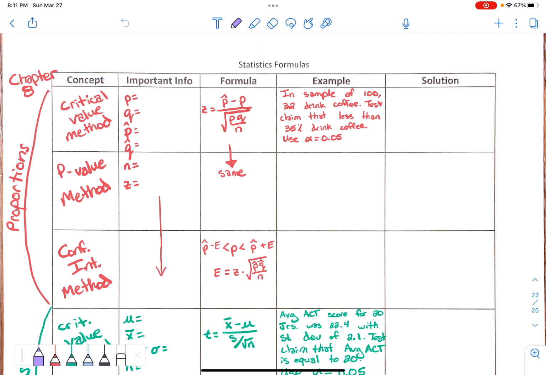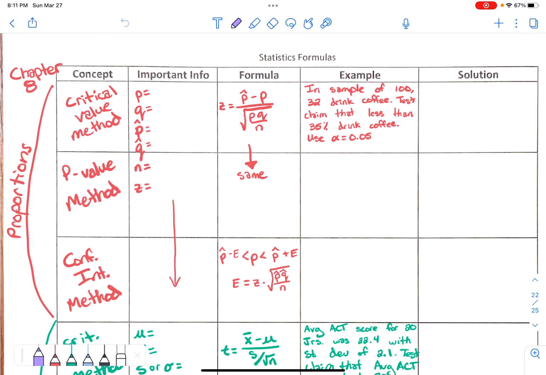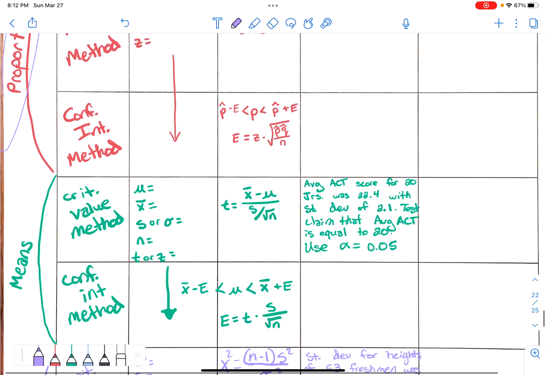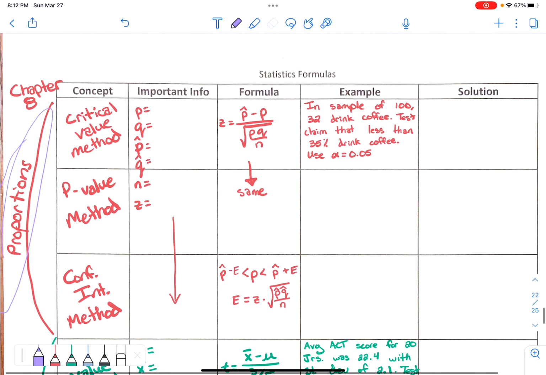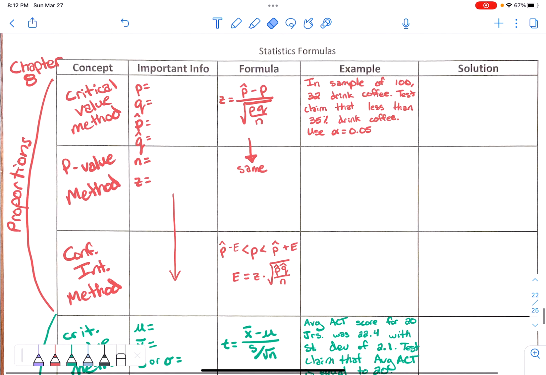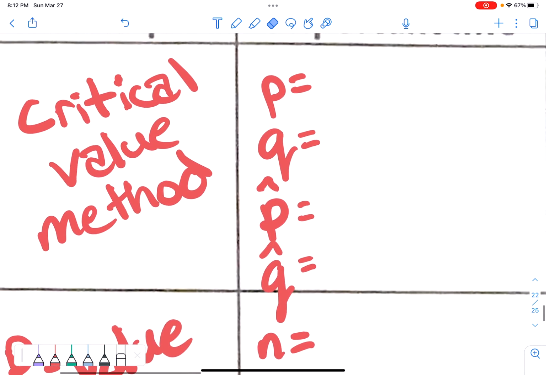So I'm going to start off. We've got 3 sections to this chapter. The first one is proportions, which are listed off to the side over here. Then we have means, then we have standard deviations, okay? I tried to get some of that information written out to begin with, just to make things go faster. So if you want to pause and write all this information down, at least for proportions, these 3 rows, do that really quick, and then we'll go through and fill in example solution stuff, okay? So pause and go.